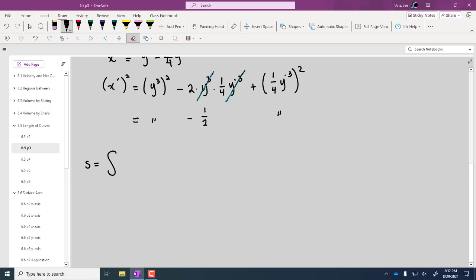So let's write down our arc length is going to be integral from 1 to 2, square root. There's the x prime squared. Now we have to add 1 to it. So I'm going to just add the 1 to it and change the sign of the middle term to +1/2. So we have that. So we added 1.